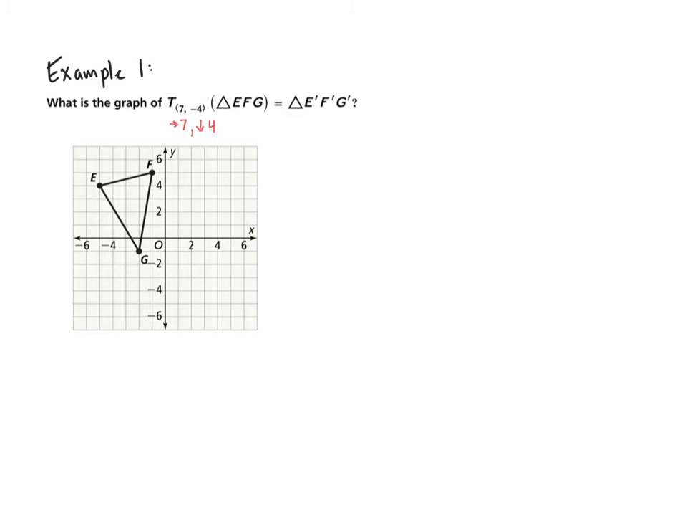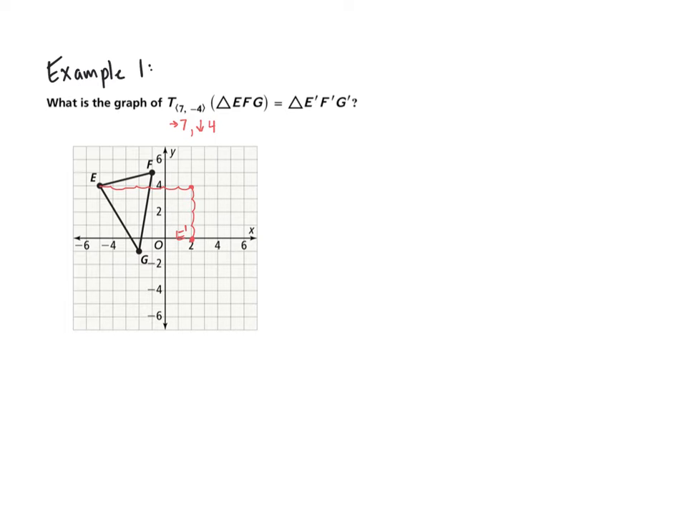So if I start with E, I need to go right 7. So that's 1, 2, 3, 4, 5, 6, 7, and then go down 1, 2, 3, 4. So my new location for E, or E prime, is going to be right there. Now, let's think about the coordinates of E and the coordinate of E prime.